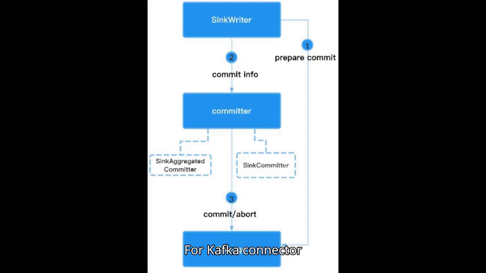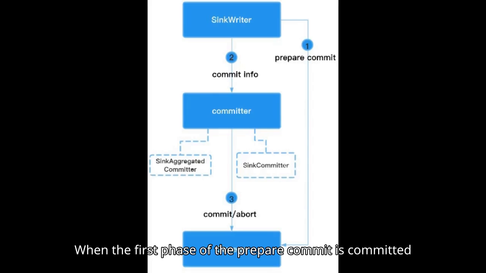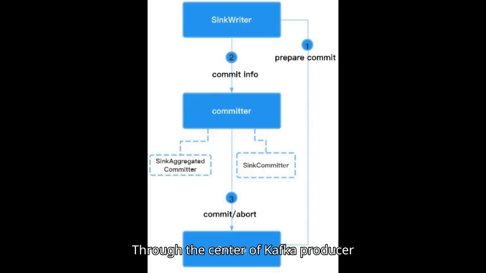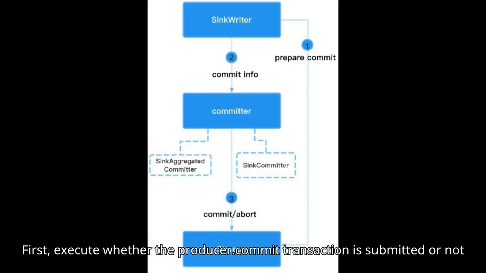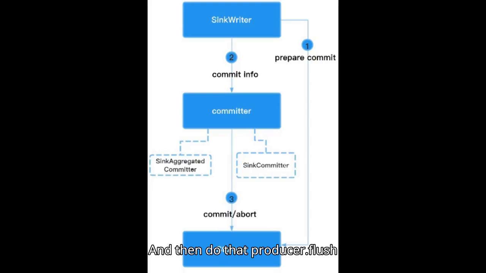And then for the Kafka connector, its implementation means that when the first phase, prepare commit, is committed, it calls prepare commit through the Kafka producer and does this pre-submission. When the second phase is submitted, it first executes producer.commitTransaction, and then does producer.flush. The data cached on the broker side will be forced to flush to disk. That is for Kafka.